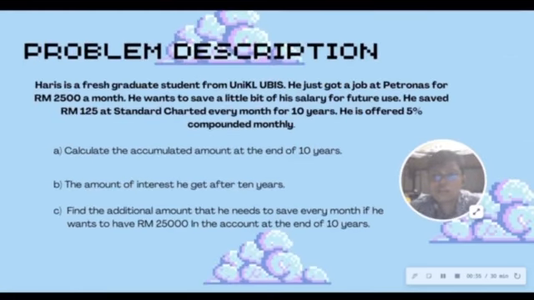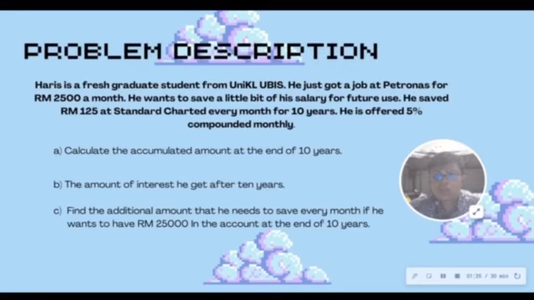For the problem description, Haris is a fresh graduate student from Unica LUBs. He just got a job at Petronas for 2,500 ringgit a month. He wants to save a little bit of his salary for future use. He saved 125 ringgit at Standard Chartered every month for 10 years. He is offered 5% compounded monthly.